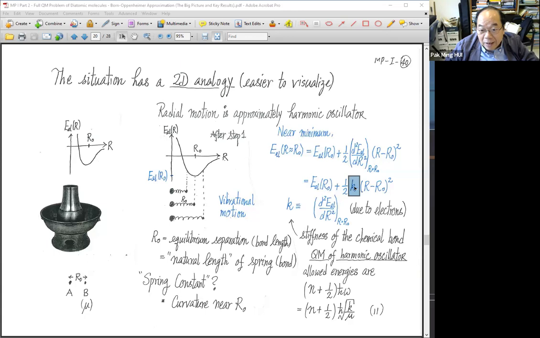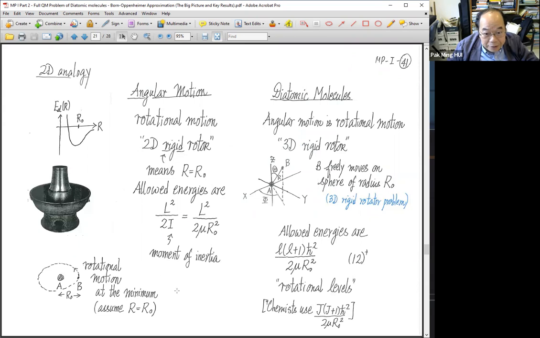Then the quantum mechanics problem of the nuclear motion is easy. It's a simple harmonic oscillator. Thereby, the answer is the standard harmonic oscillator allowed energy. All right, so we are done with the vibrational part. For the rotational part, the easiest approximation is to take the equilibrium bond length. Thereby, it only rotates with a fixed separation.